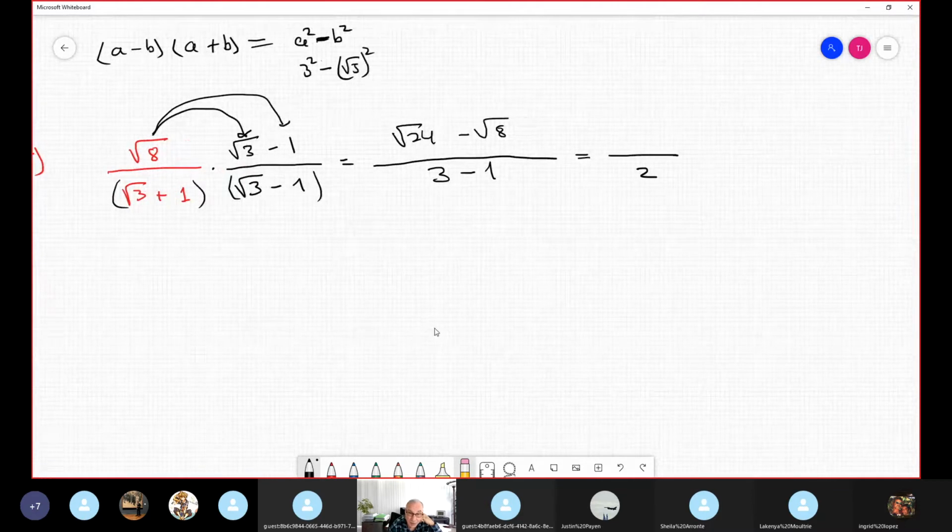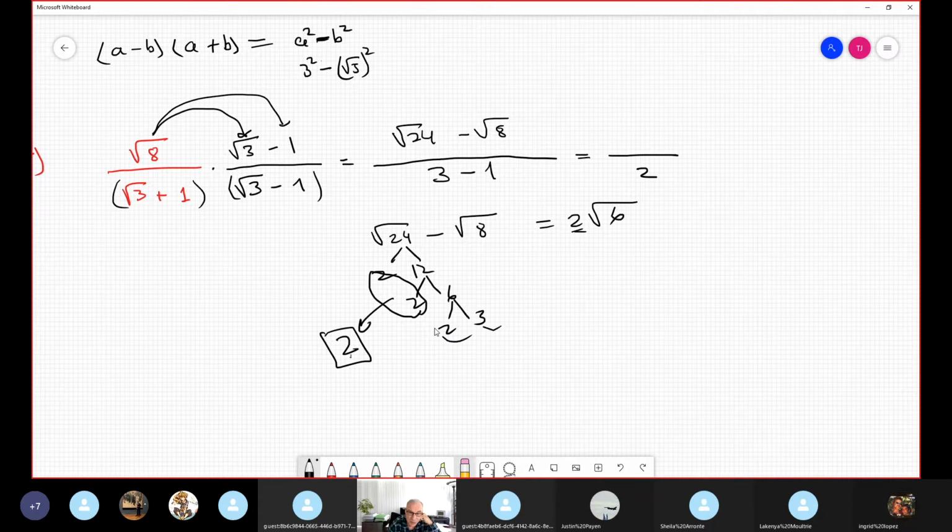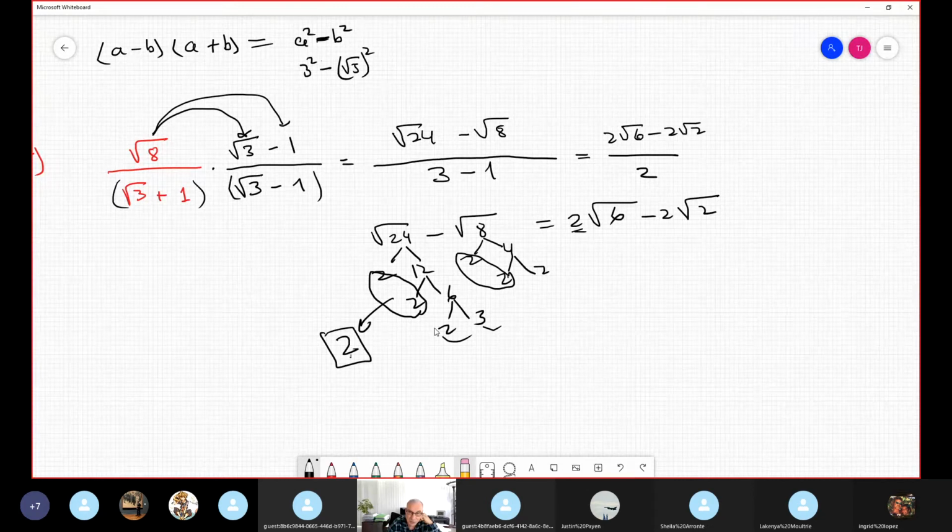I focus on the top part, radical 24 minus radical 8. 24 is 2 times 12, 2 times 6, 2 times 3. Oh yes, I discovered a couple of 2s. So this is like 2 radical 6. This 2 is this 2, and this 6 is 2 and 3 together. And radical 8 is 2 times 4, 2 times 2. We discover again a couple of 2s. So 2 radical 6 minus 2 radical 2.